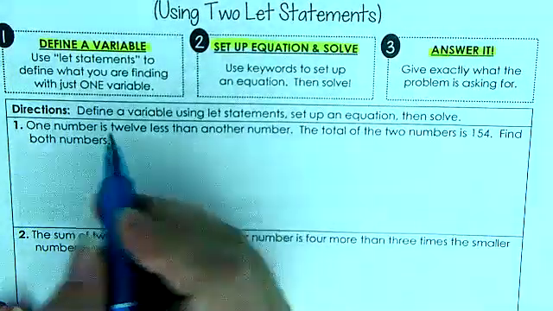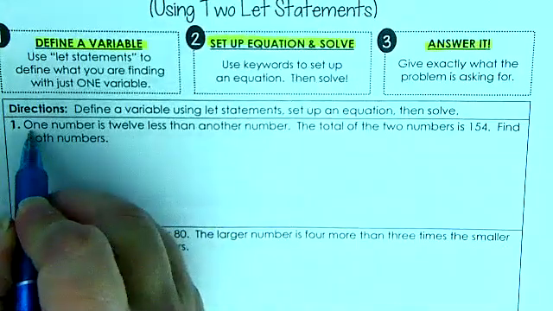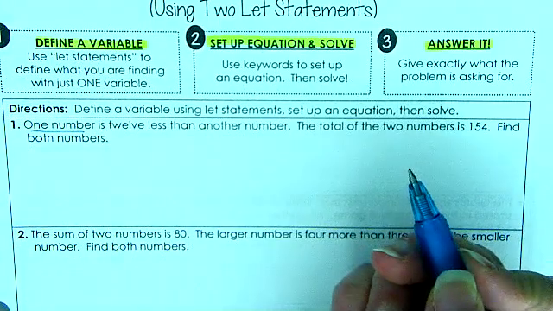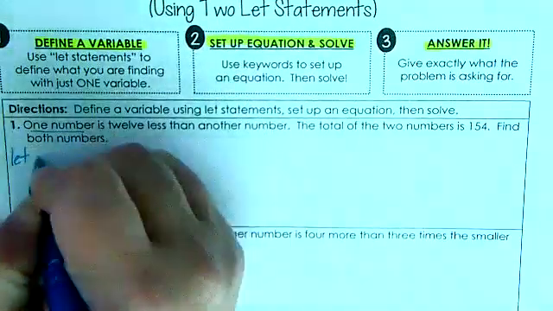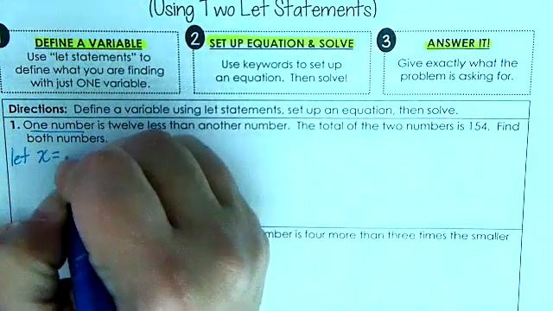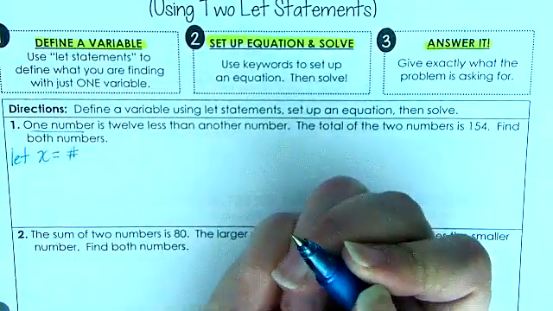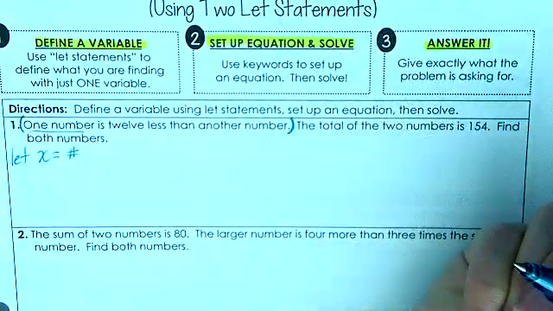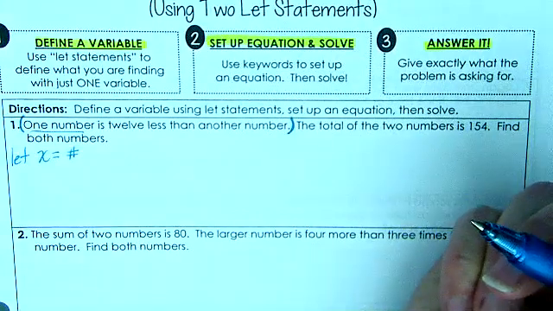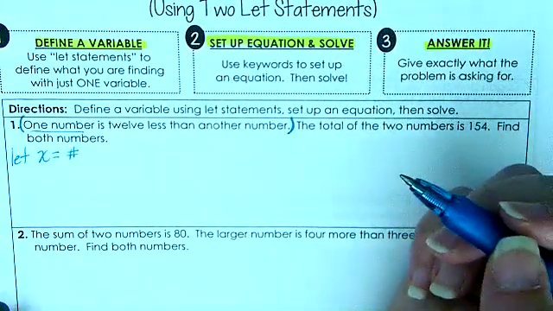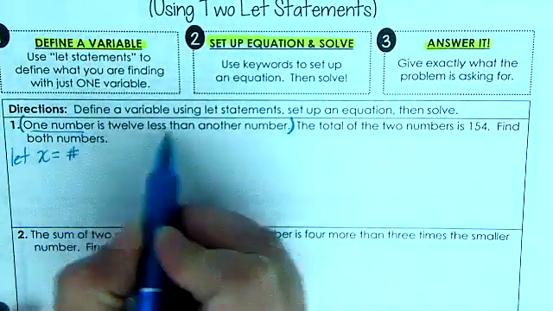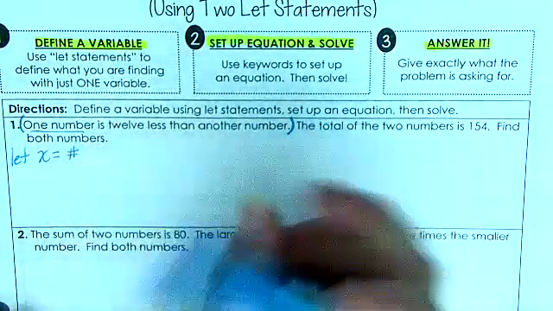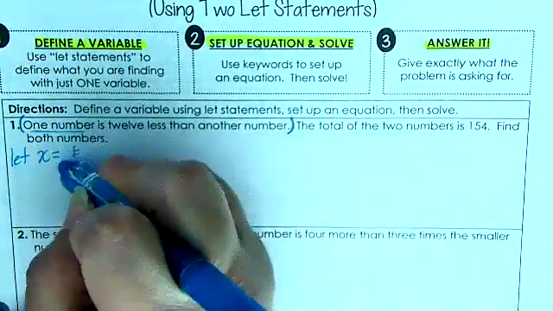All right, so it says one number is 12 less than another number. So we've got two numbers we're talking about, okay? So we're going to say let x equal one of the numbers. And then we've got to talk about how they're related to one another. Well, it says one number is 12 less than another number. So I'm going to say x is going to actually be the another number.